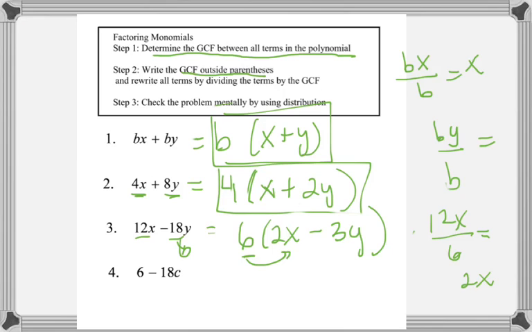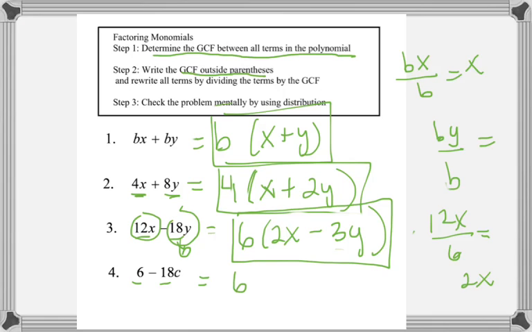Okay, so let me just mentally check it. 6 times 2x is 12x. Minus is there, and 6 times 3y is 18y. All right, so that is the answer. The factored form of 12x minus 18y is 6 times the quantity 2x minus 3y. Okay, so again, I want to think about the GCF between 6 and 18, which is 6.